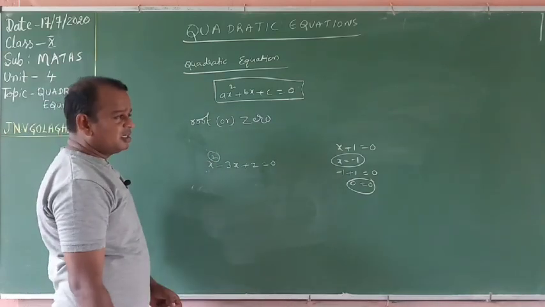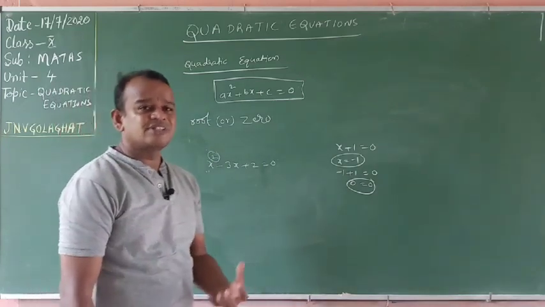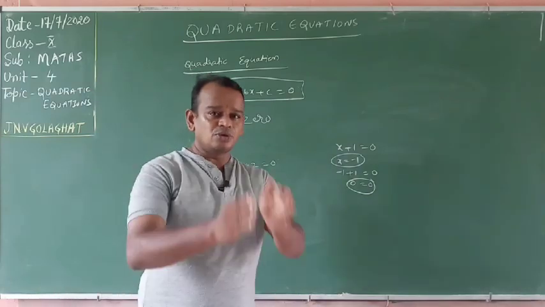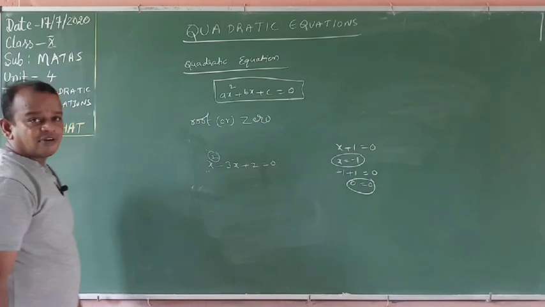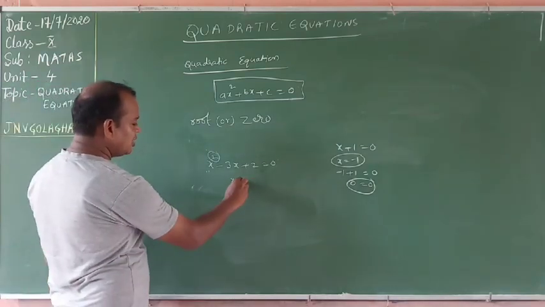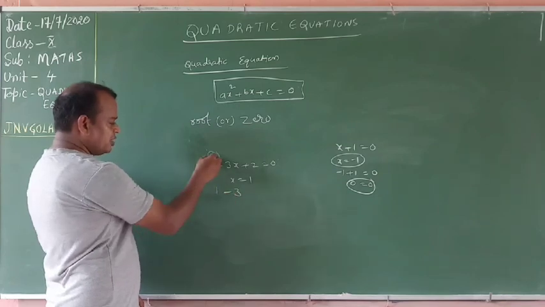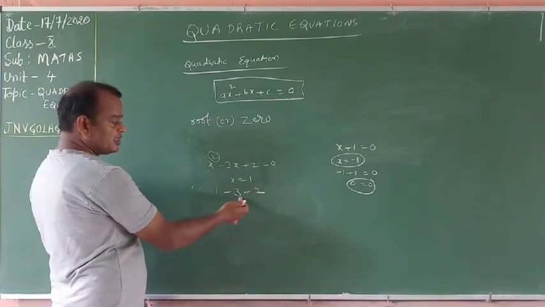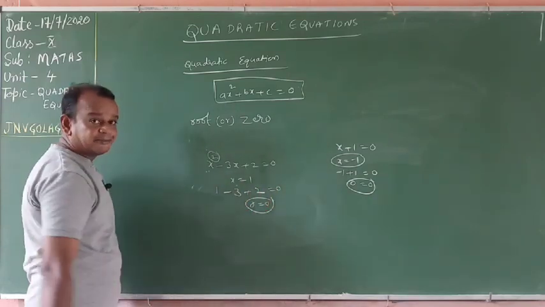Now, how many roots or zeros? At most 2 values satisfy the given equation. At most 2 values means 2 or fewer values, not more than 2 values satisfy the quadratic equation. Now for suppose we take x value 1 and substitute. 1 square means 1, minus 3 into 1, plus 2: 1 minus 3 is minus 2, plus 2 is 0. 0 equal to 0. Now satisfied, x is equal to 1 is satisfied.